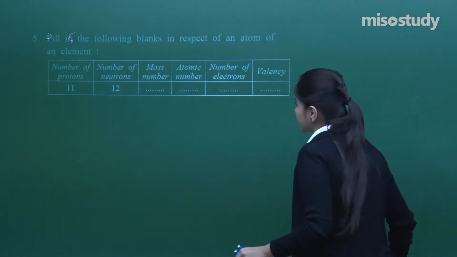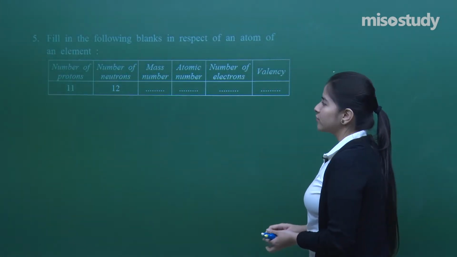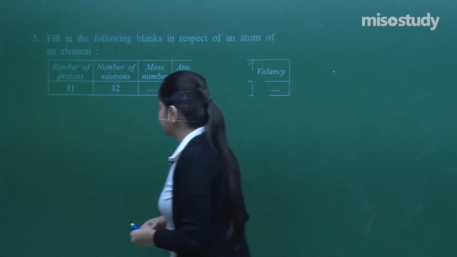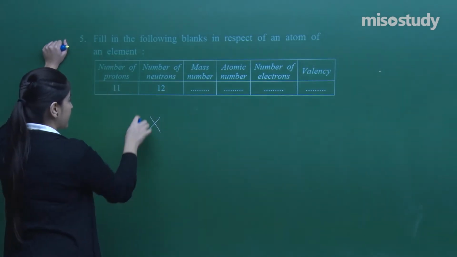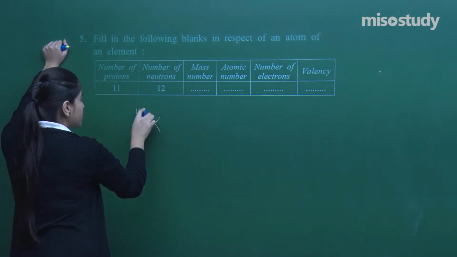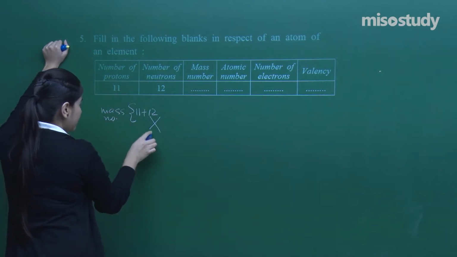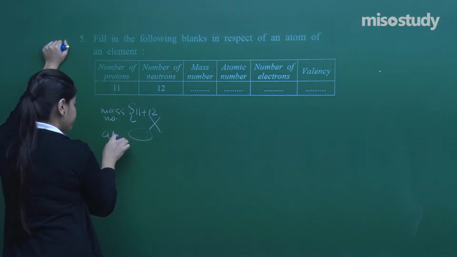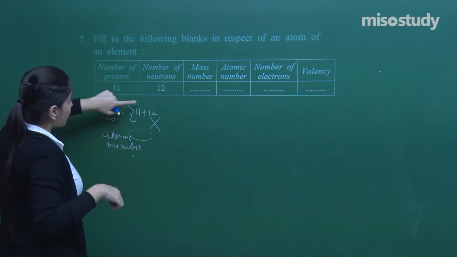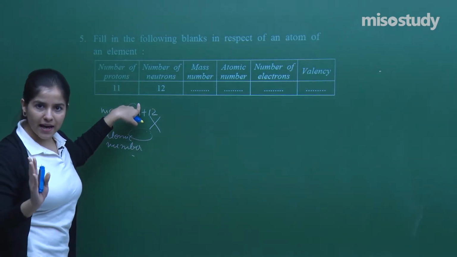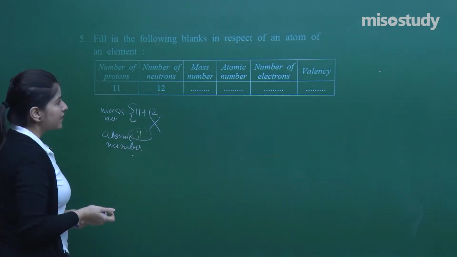Fine. Okay, let me just rub this. Fill in the following blanks in respect of an atom of an element. So this is going to be interesting. An atom, let's say X, having protons. How many protons? 11. How many number of neutrons? 12. So this is the mass number we have, and here we represent the atomic number. Okay, you should know this. Positive charge should be equal to the negative charge in an atom. That means the number of protons will be equal to the number of electrons, which are also 11.